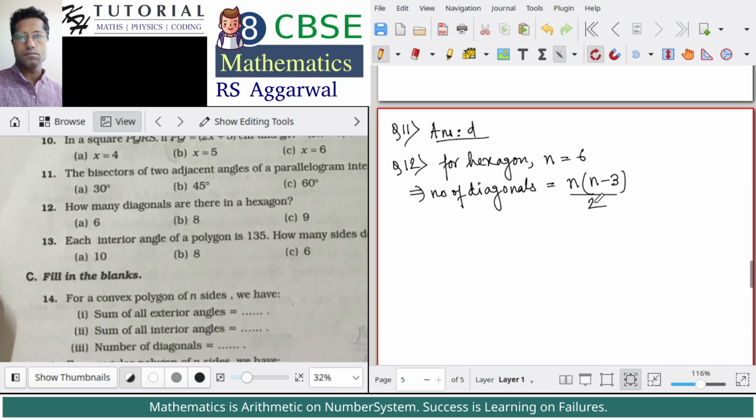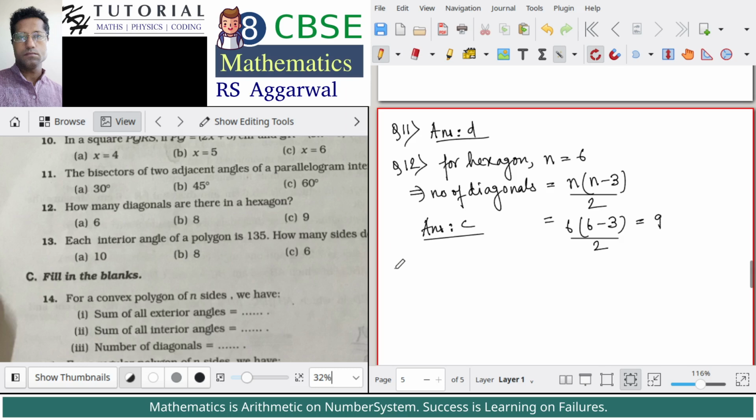A hexagon is a polygon of 6 sides. So if we put 6 as the value of n, we get 6 into 6 minus 3 by 2. This is equal to 9. So we have 9 diagonals in a hexagon. So the correct choice is C.